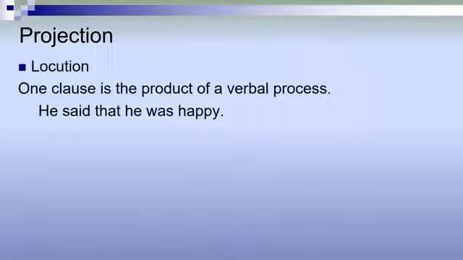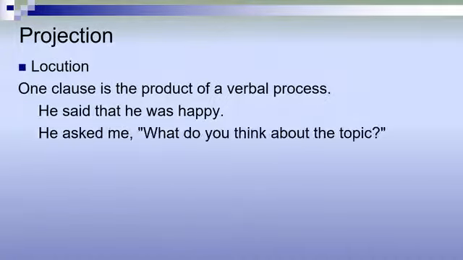We have, like, he said that he was happy. That he was happy is the result of said. It's a product of said. As we know, there are six kinds of processes in the ideational metafunction, and verbal process is one of the processes. And here, that he was happy is the product of the verbal process of saying. He asked me, "What do you think about the topic?" What do you think of the topic is the product of the verbal process asked.